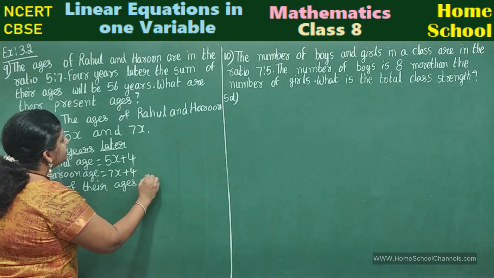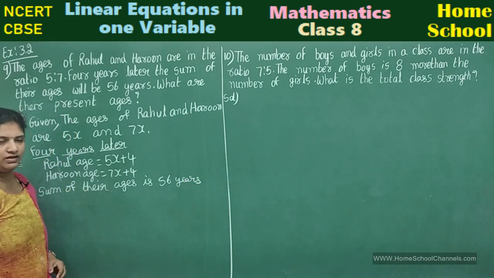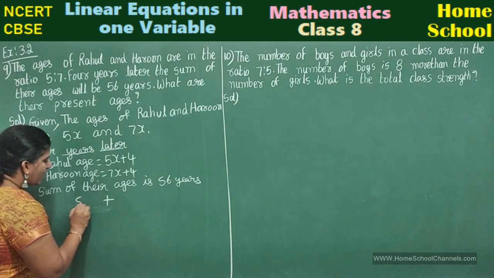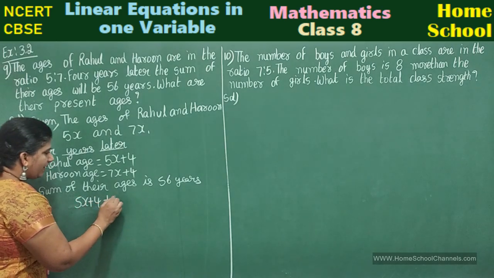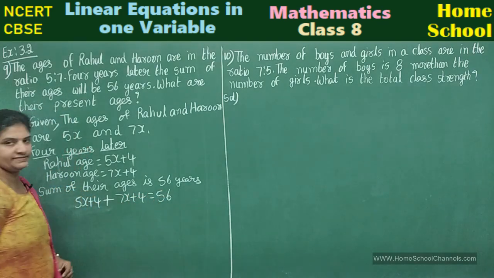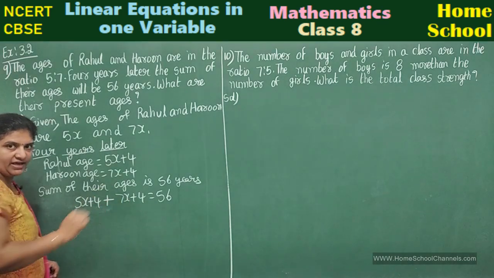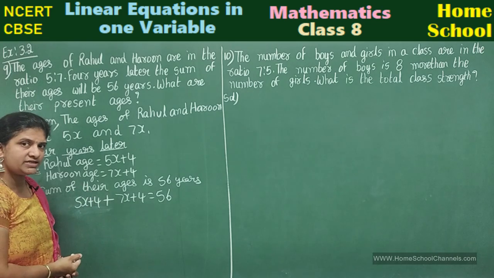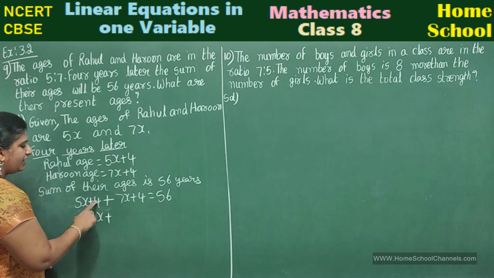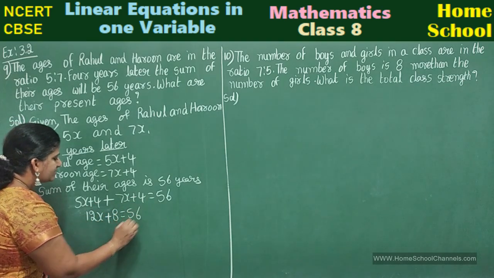Now, sum of their ages is how much? 56 years. Sum of their ages means we need to add these two ages. 5x plus 4 plus 7x plus 4 is equal to 56. Add x variables here, 5x, 7x. 5 plus 7 is how much? 12. 12x plus number 4 plus 4 will be 8 is equal to 56.